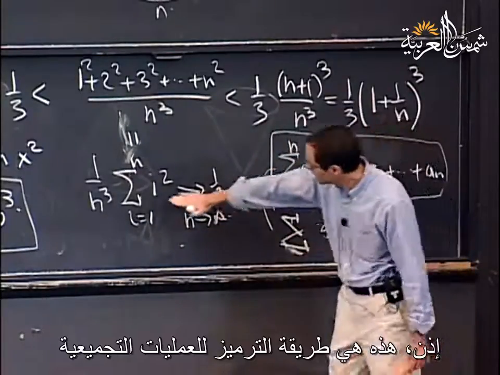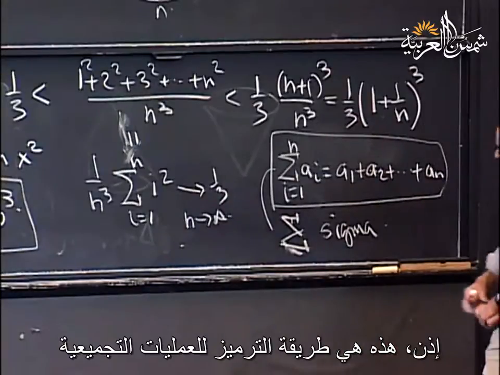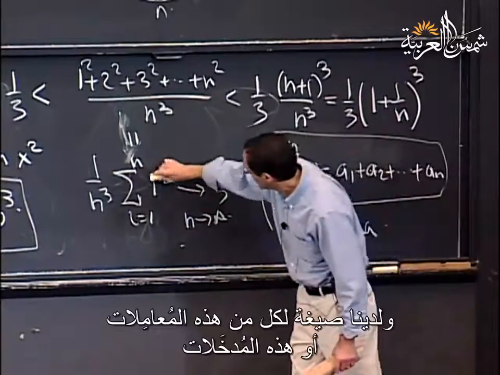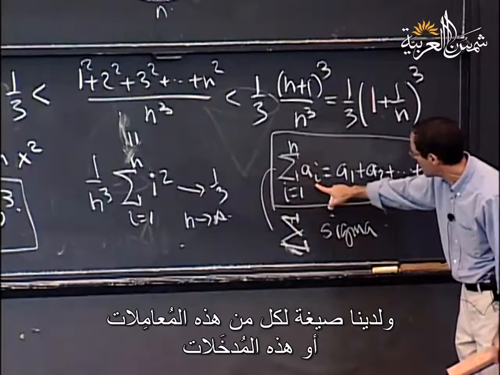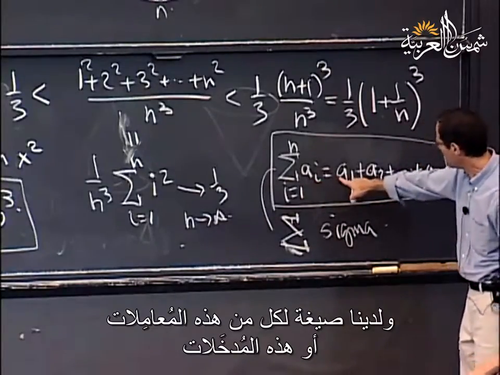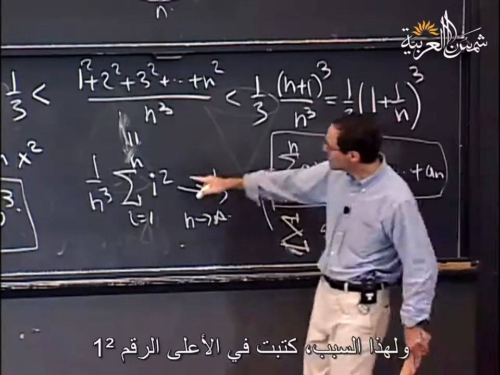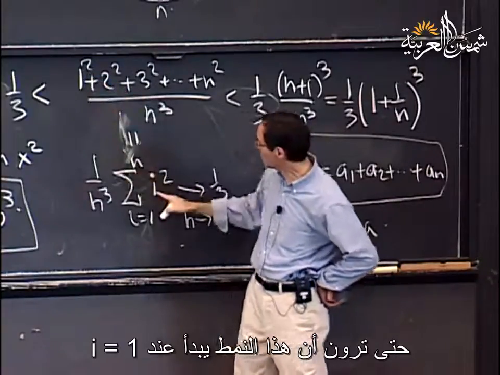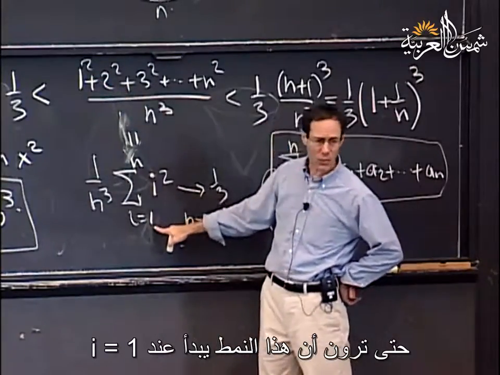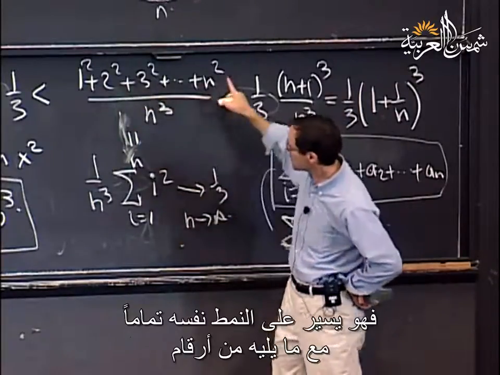All right, so this is the way the summation notation is used. There's a formula for each of these coefficients, each of these entries here, or summands, and then this is just an abbreviation for what the sum is. And this is the reason why I stuck in that 1 squared at the beginning, so that you could see that the pattern worked all the way down to i equals 1. It isn't an exception to the rule. It's the same as all of the others.